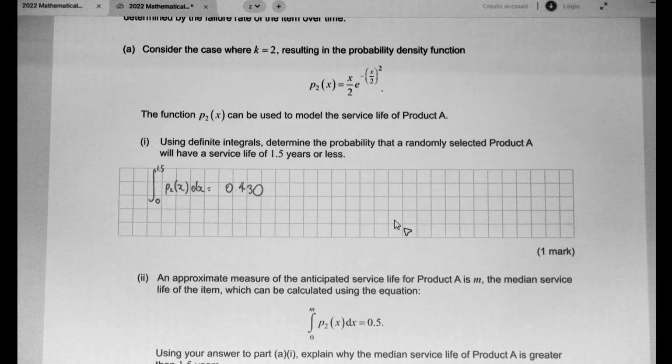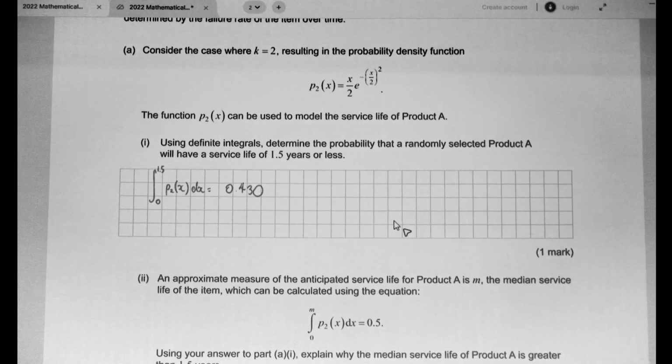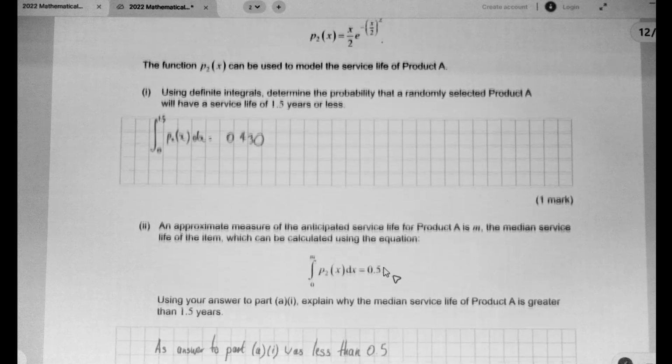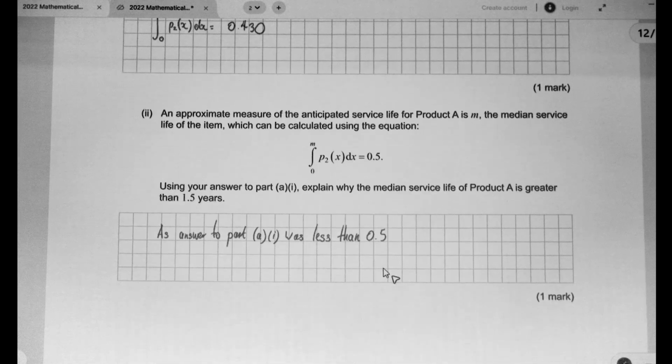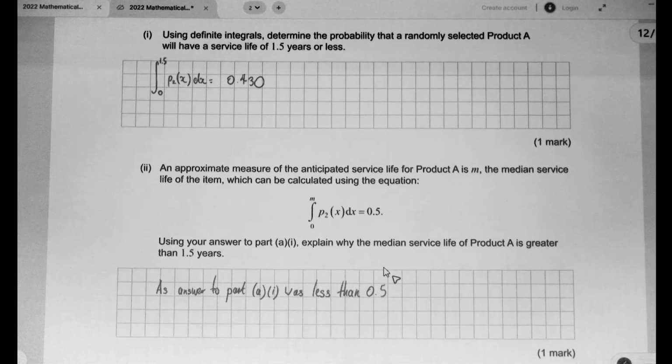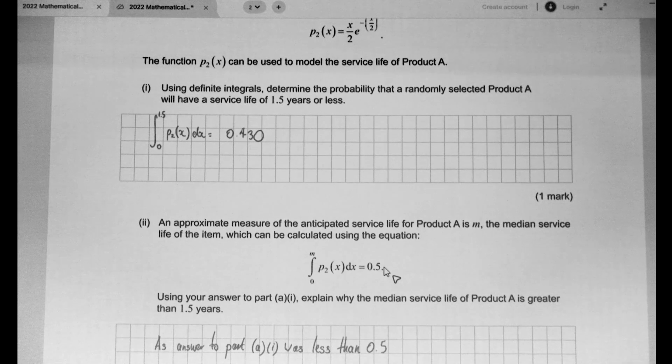probabilities from integrals, length of service life of an item. Part 1, integral from 0 to 1.5, so you've got the solutions there. The common error was that instead of doing an integral from 0 to 1.5, they just said, oh, I'll just find p of 1.5. They weren't understanding the difference. They were literally subbing in 1.5, and the numbers ended up looking really similar. It was very annoying.